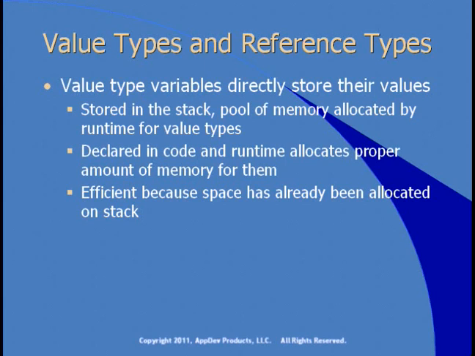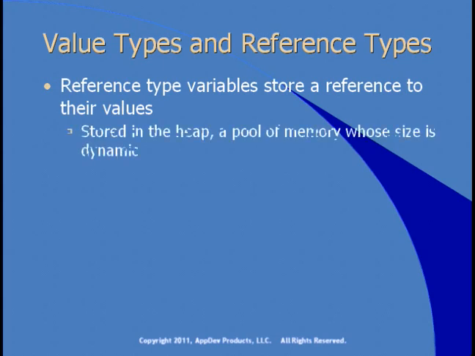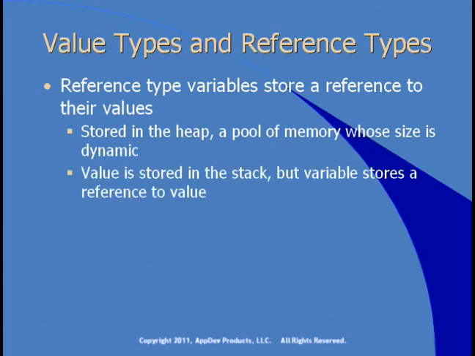They directly store their values. The other type of variable is a reference type. The reference type does not store the value, it merely stores a reference to where the value is. And these are stored in a heap. And this is a pool of memory whose size is dynamic. If you use a reference type, you're not specifying ahead of time how much memory to reserve for it, so the runtime will allocate memory as needed. The actual value you're storing in a reference type variable is stored in the heap, but the variable itself contains a reference to the value.